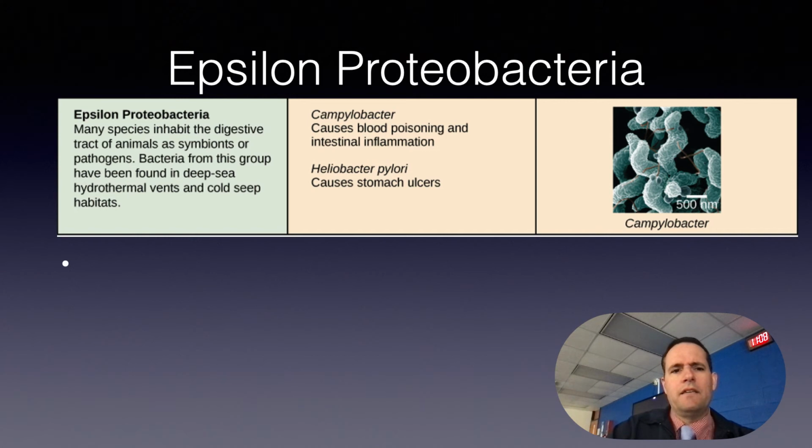Many of these are in the intestinal tract of different animals. They've been found sometimes in deep sea hydrothermal vents or in cold seep habitats. Okay, maybe in the tundra or something like that. Okay. So, Campylobacter causes blood poisoning and intestinal inflammation. Not fun. Helicobacter pylori causes stomach ulcers.